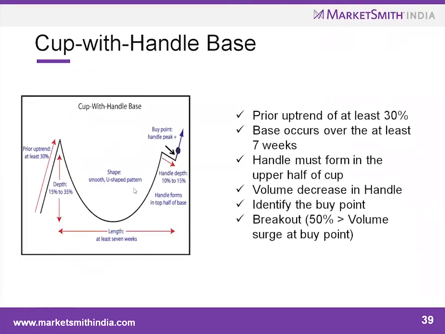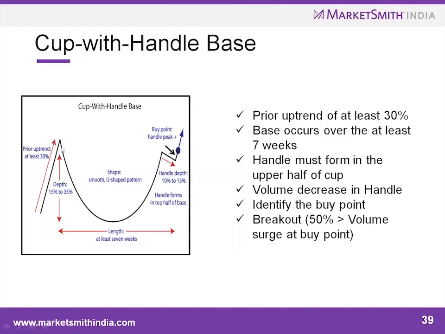So how does the cup with a handle base pattern form? This is the entire maths behind it. Normally for a cup with a handle base pattern, a stock should have a prior uptrend of at least 30%. Say there is a stock which has already rallied 30%. 30% is a good amount of profit, and in any market 20 to 25% is the ideal profit booking range. So most of the investors book profit at 20 to 25%.